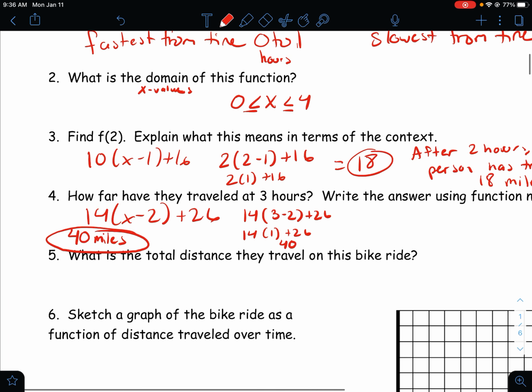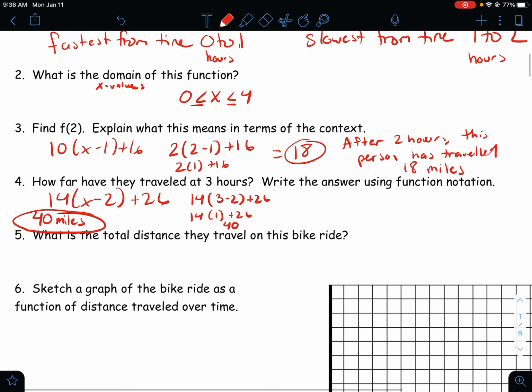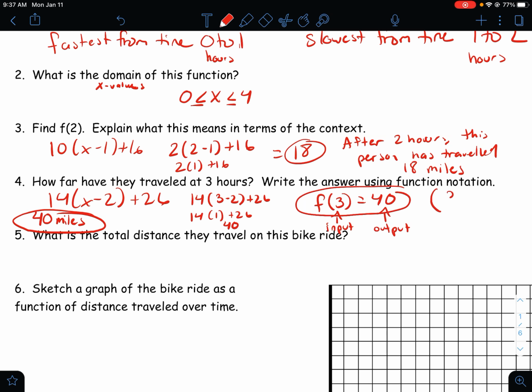All right. And then if we're writing this in function notation, you would write f of 3 equals 40, right? Keep in mind, this is your input. This is your output. Also, if you wanted, this is your function notation, but let's say we wanted to write this as a coordinate pair, it would be (3, 40).